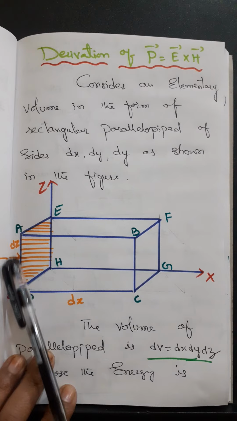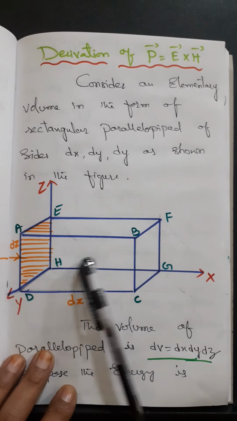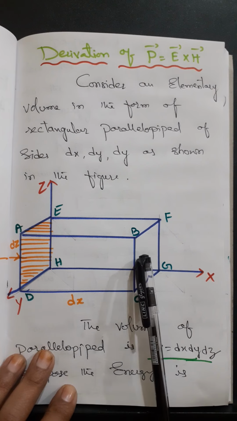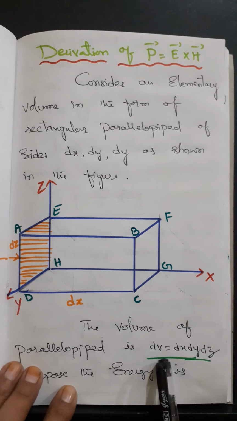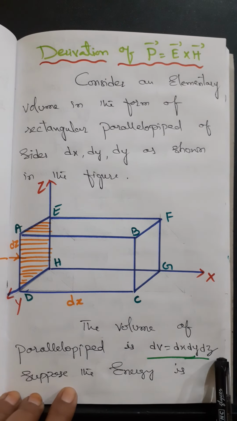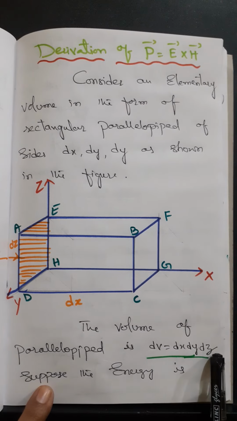So let us take a parallelepiped that is rectangular in shape, whose volume can be given as dV is equal to dx dy dz. We know this. So the volume of the parallelepiped is dx dy dz.